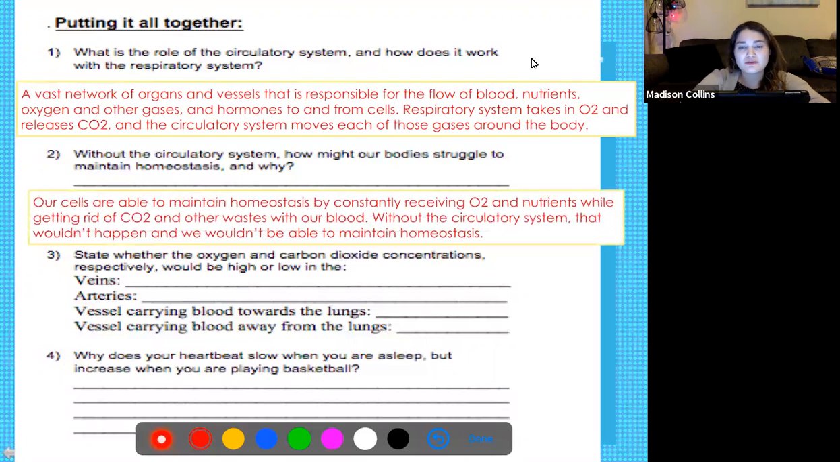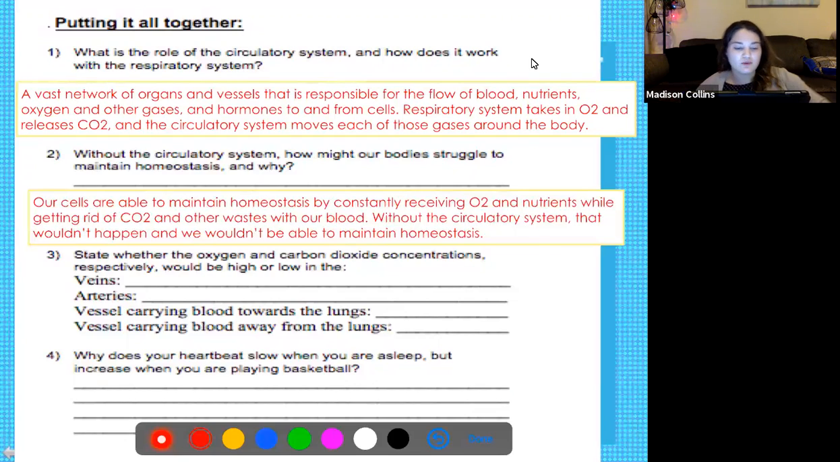So again, remember the circulatory system is responsible for getting those nutrients to every single one of the cells in your body. If we didn't have that circulatory system, that wouldn't happen. So it's super, super important in order to help us function and simply live.